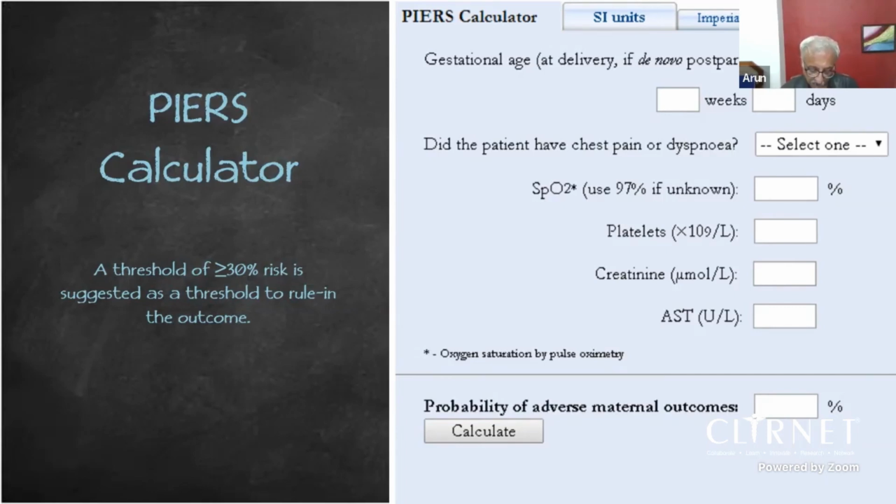A threshold of more than 30% is used to rule in the outcome. All right. If it comes to, say, 40% here, then this patient is going to have trouble tomorrow, more chances, right?